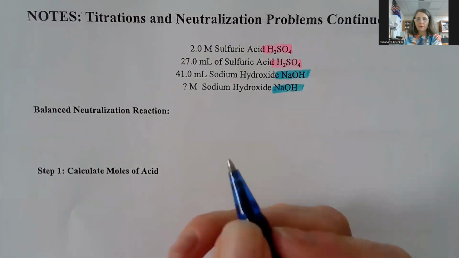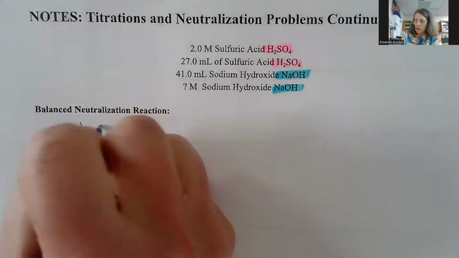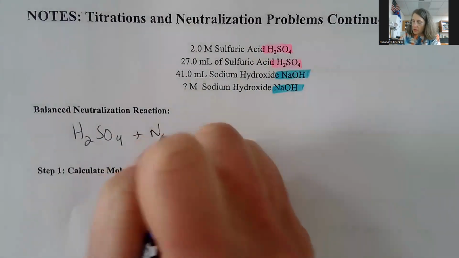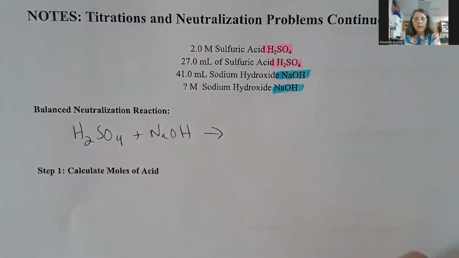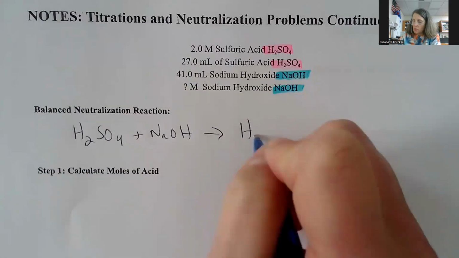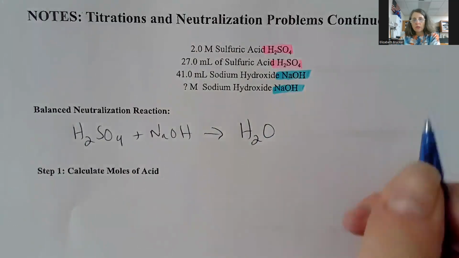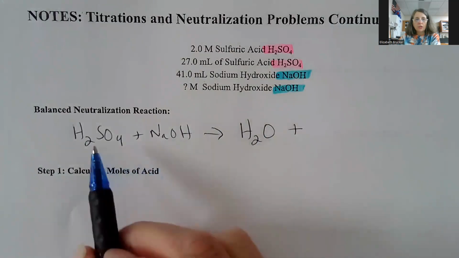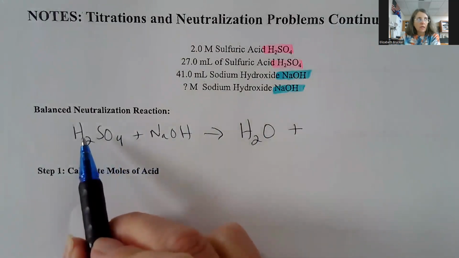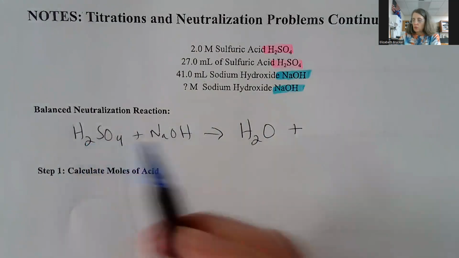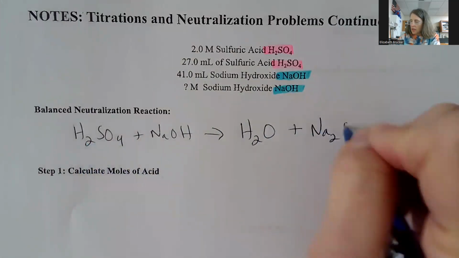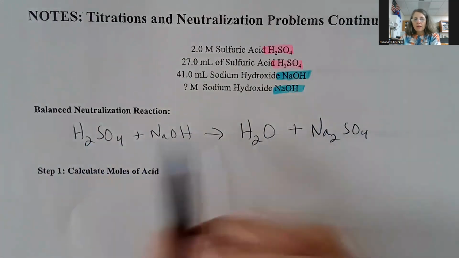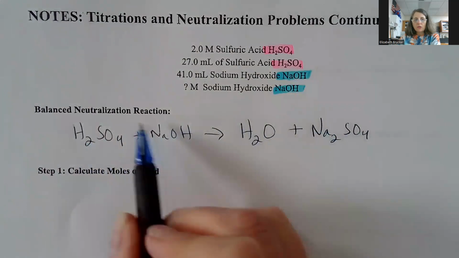Does it matter which one you write first? No, it doesn't. So I'm going to write H2SO4 plus my sodium hydroxide, arrow pointing in one direction. I would always suggest you write water down first because we always know this is a neutralization reaction. And then sodium is a +1 charge. SO4, because it's attached to 2 H's, is a -2 charge. That means Na2SO4 is my ionic compound.